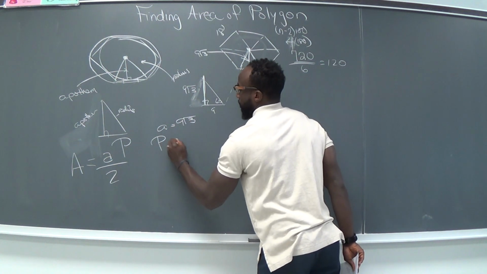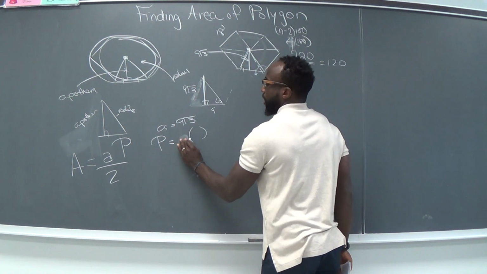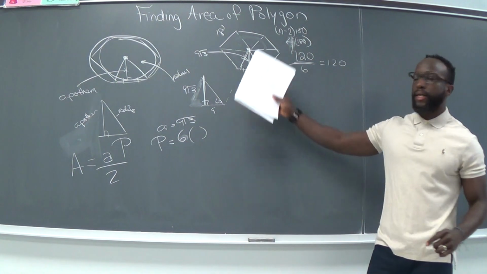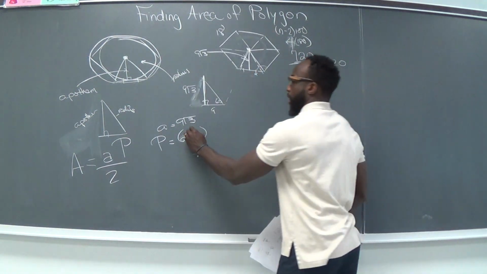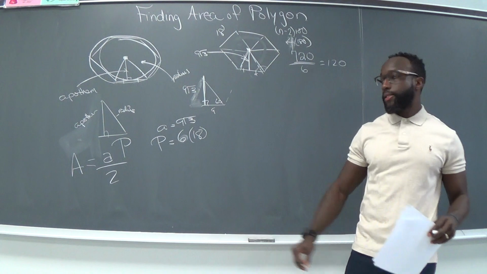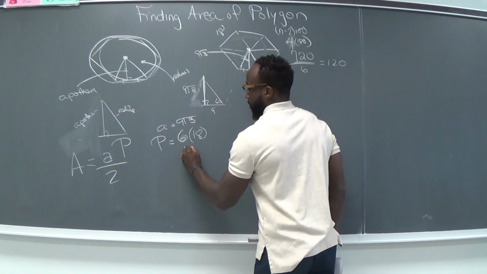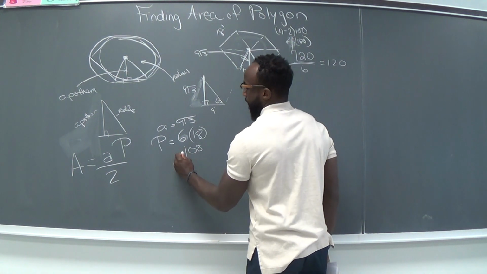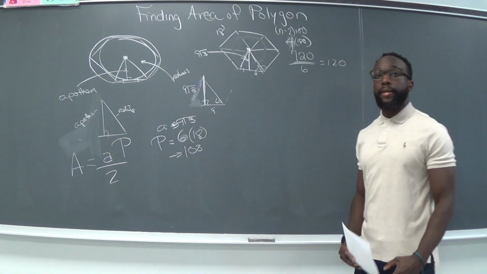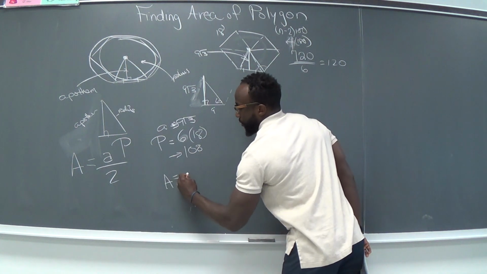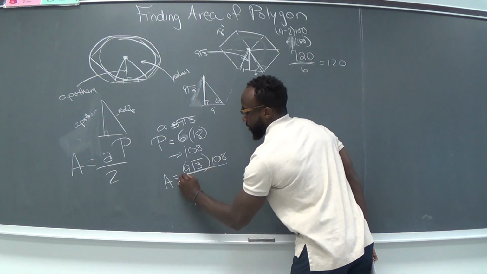Now all we need to do is find the perimeter. The perimeter is going to be the number of sides times the measure of the sides. We know that we have 6 sides, and what's the measure of each side? 18. Right, 18, okay? So we'll multiply that. 6 times 18 is going to be, in my notes, I got 108. So we have the perimeter, and we have the apothem. We'll plug it into this formula here. So area will equal 9√3 times 108 over 2.